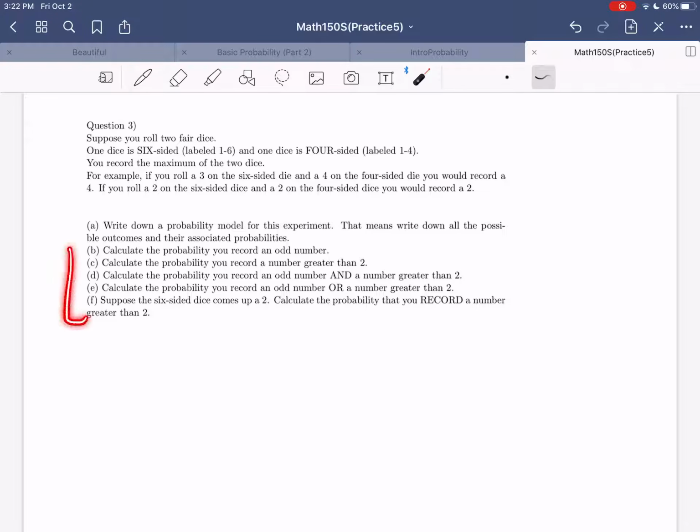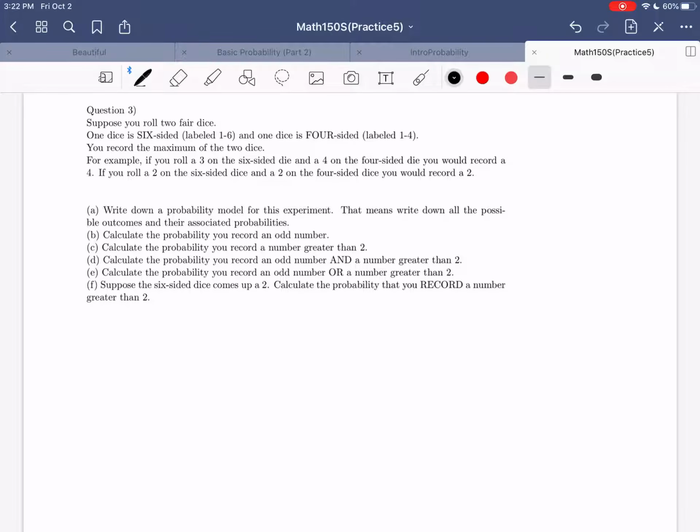some probabilities down here, but what we're going to do first is try to write down a probability model for this. Remember, a probability model means all the possible outcomes and their associated probabilities. Generally, anytime we see something like 2 dice, or anytime we're doing 2 things and combining them together according to some rule, recording the maximum in this case, we like to draw out a little diagram that helps us organize everything. So let's go ahead and do that here.